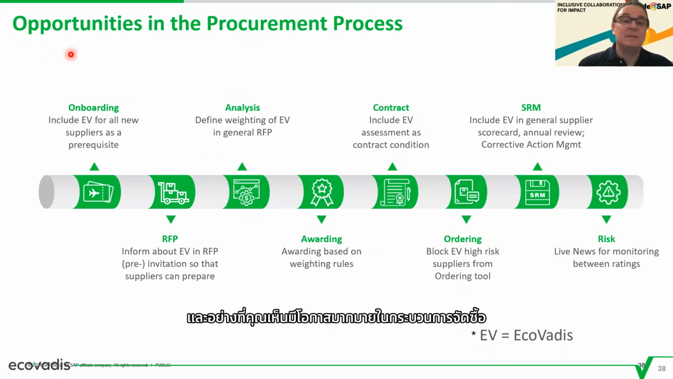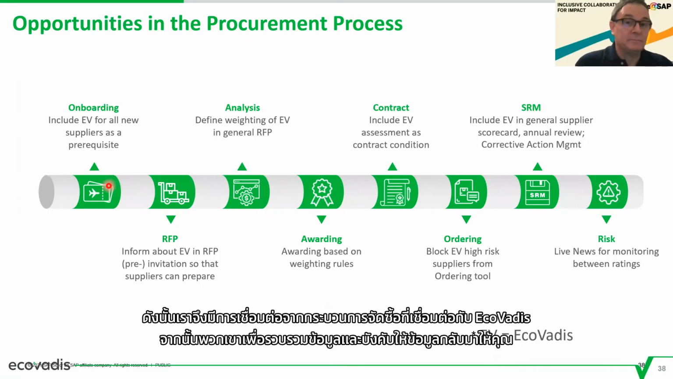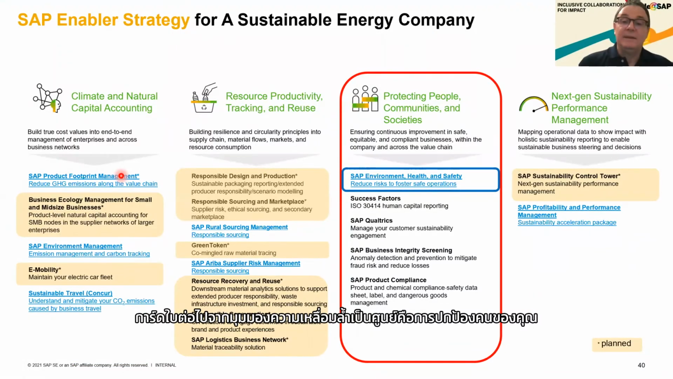And as you can see, there are many opportunities in the procurement process where you need to have a view of who your suppliers are and what their sustainability footprint looks like. Okay, so we have that connection from the procurement process connecting to EcoVadis, and they then collect the data and pass the data back to you. The next part from the zero inequality perspective is protecting your people.